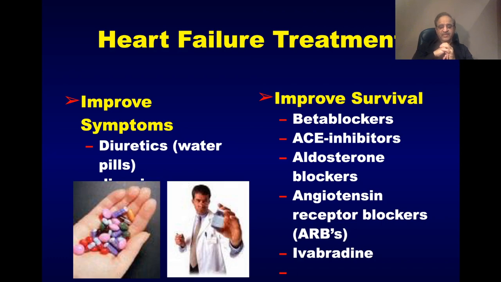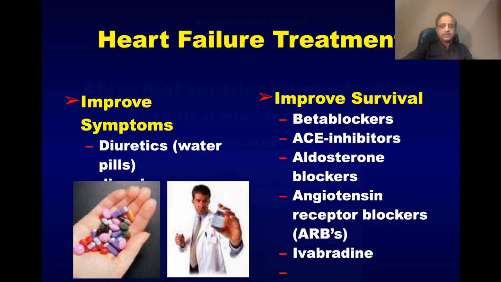Ivabradine is a drug which is very helpful in reducing cardiovascular mortality and hospitalization due to heart failure in SHIFT trial. The dose should be started at 2.5 milligram, and then you can gradually build up the dose to 5 milligram and 10 milligram.